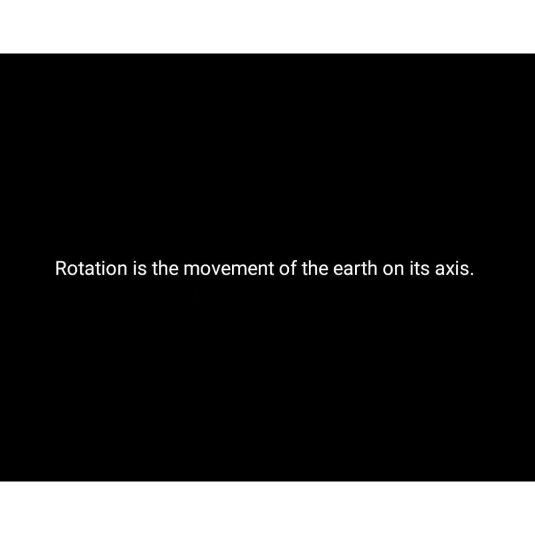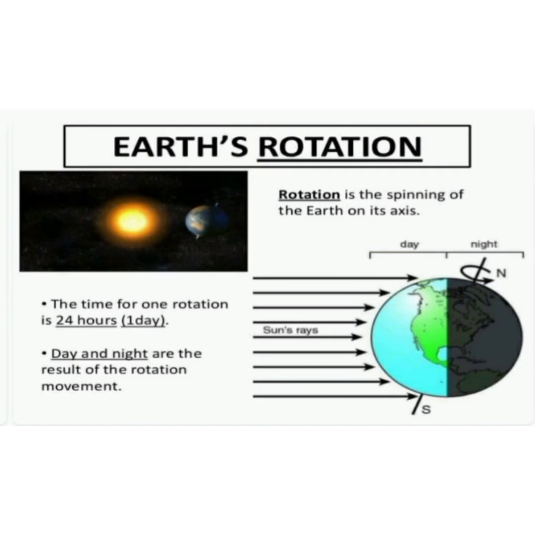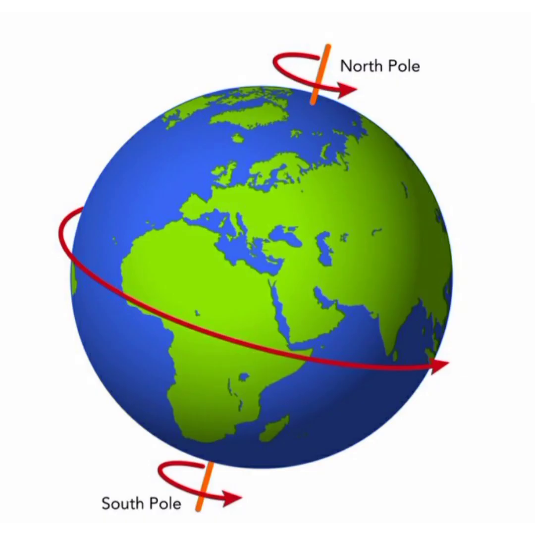In very simple words, rotation is the movement of earth on its axis. That means earth spins around its axis. You can see a top spins around its spindle. Same way the earth spins around its axis. It is also known as earth spin. So the rotation of planet earth around its own axis is known as earth's rotation.